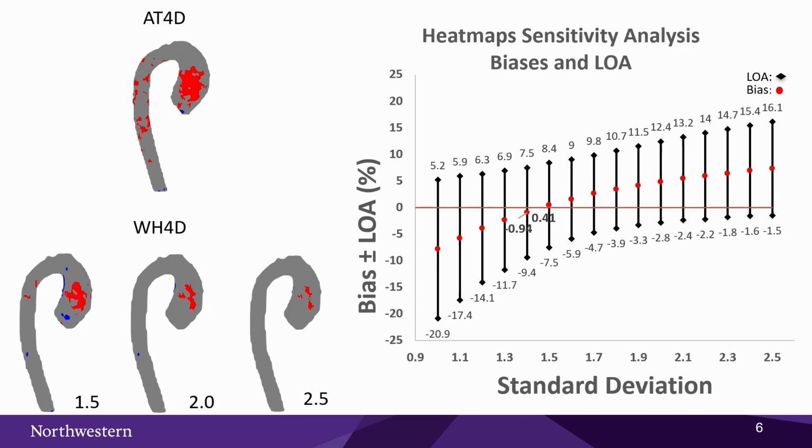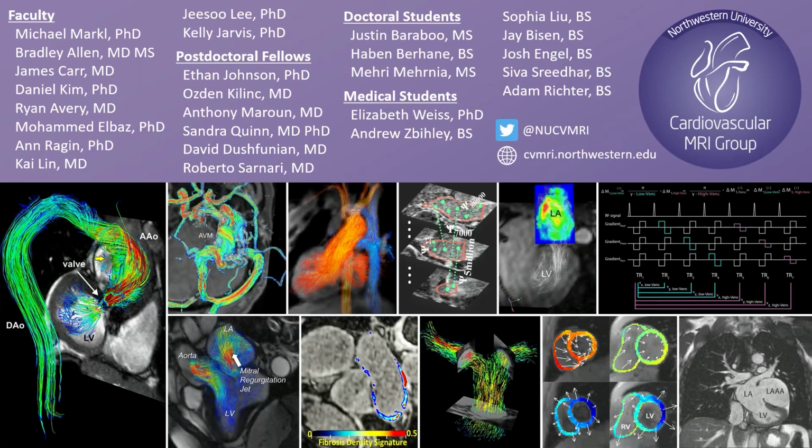Yeah, one second. So we were able to identify the standard deviation of 1.5 for the whole heart derived calculations that most closely resemble the aorta targeted calculations. And here we have a visual representation on the left of how varying the standard deviation would affect this heat map. And I'd like to thank my collaborators and my team for helping with this project and all others.